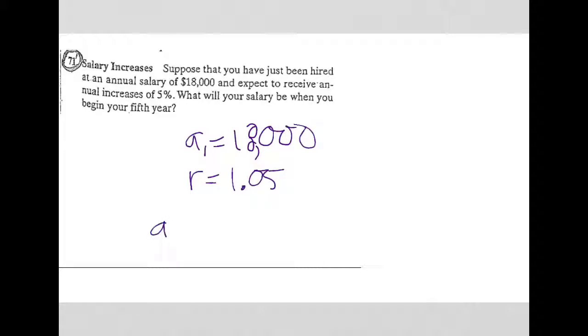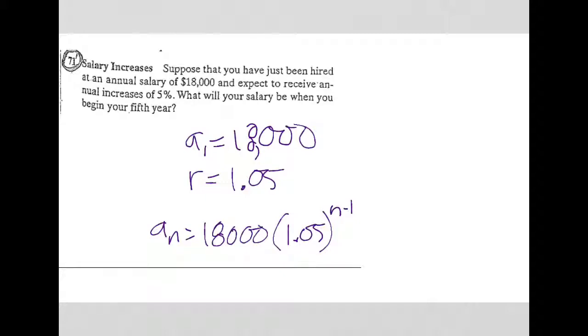So A sub n equals our first term, 18,000, times our ratio, 1.05 to the power of n minus 1. And again, make sure that this makes sense for our sequence. Make sure the exponent n minus 1 makes sense. If you plug in 1 for the salary you get on your first year, you get 18,000, which is good. If you plug in n equals 2, you get 18,000 times 1.05, which represents the 5% increase from year 1 to year 2. So we're good.